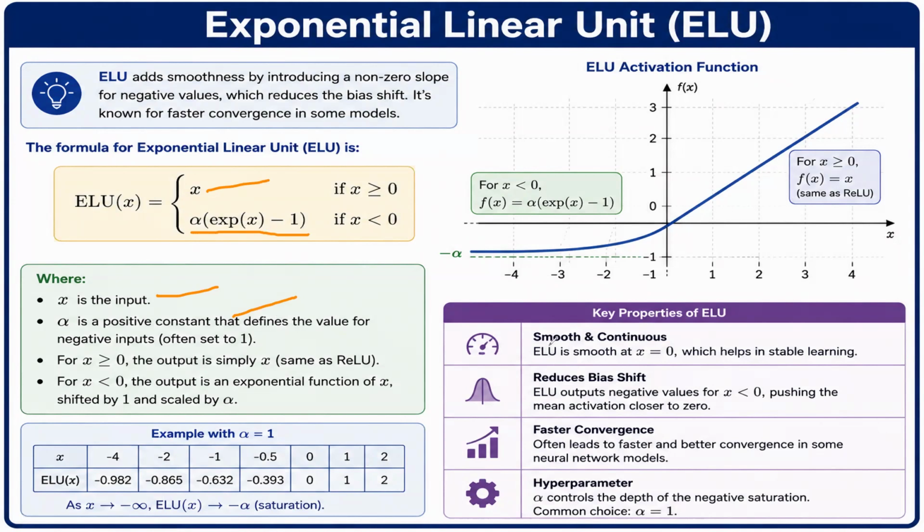The advantage is it reduces the bias shift. The curve can be smooth and continuous. You can get faster convergence, meaning the algorithm will stop early. So these are the advantages of the exponential linear unit.